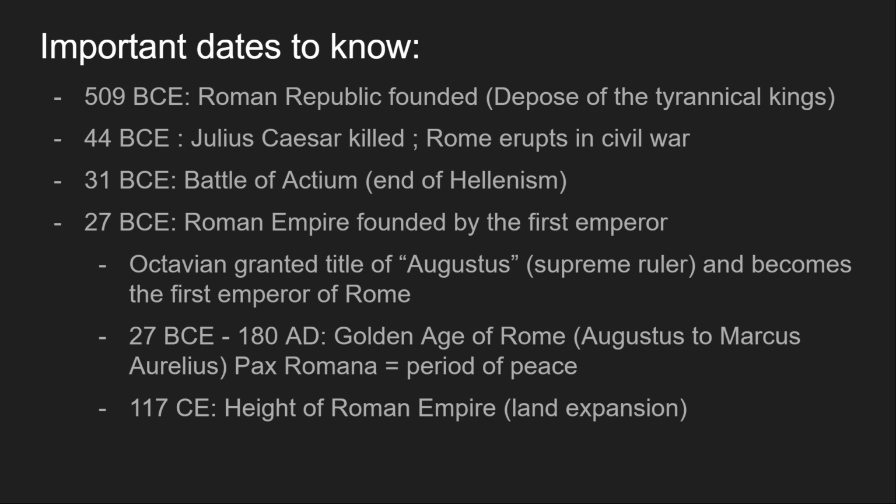Octavian is the nephew of Julius Caesar. So he was fighting on behalf of those who supported Julius Caesar. Julius Caesar had actually even officially adopted Octavian. So he's considered the son of Julius Caesar. He is granted the title of Augustus by the Senate at this time, which is supreme ruler, and he becomes the first emperor of Rome, thus ushering in our Roman Empire.